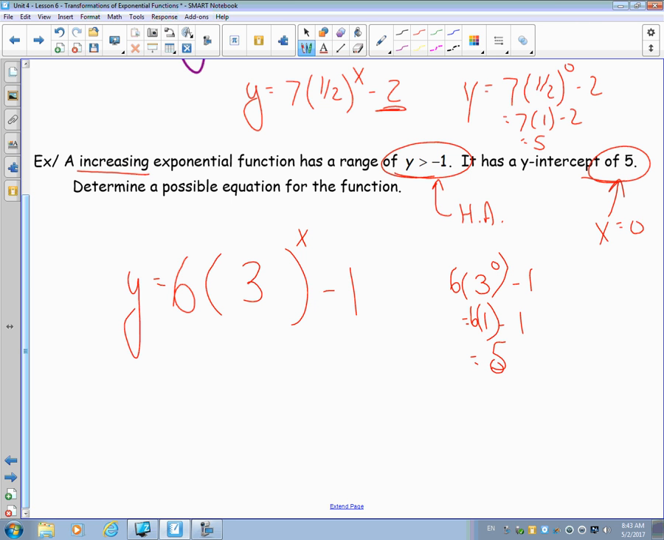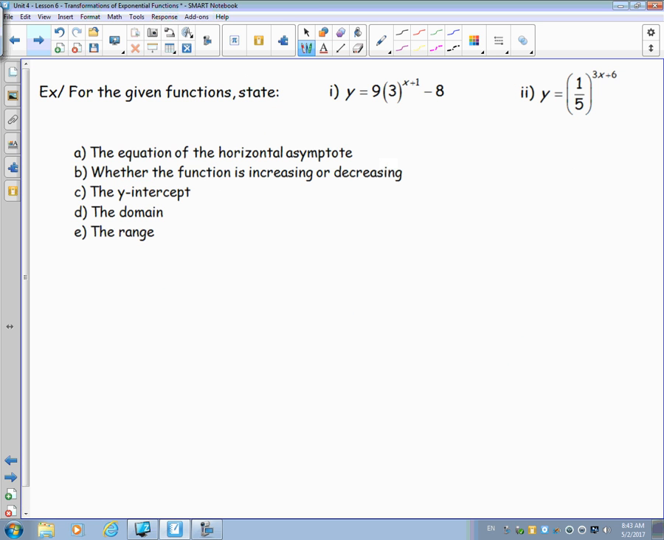Okay. And last idea. So, I've given you the equations this time. Let's work backwards and figure out the properties. So, part A, find the horizontal asymptote. So we'll do example number 1 first. Okay. Flip that around. Example 1, part A. Hey, my horizontal asymptote, right there. Y equals -8.